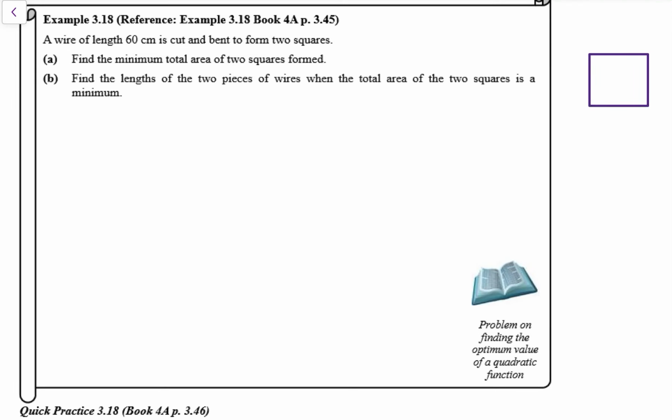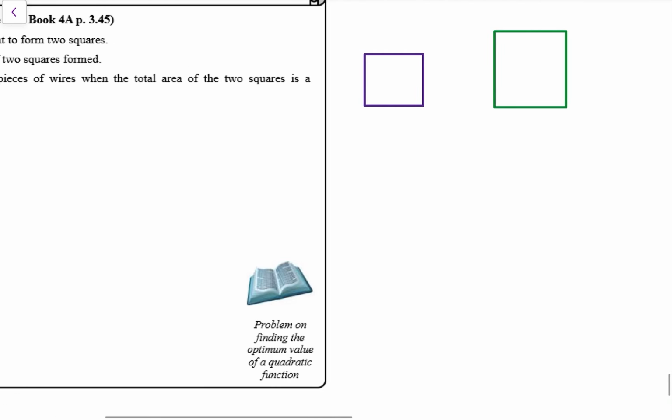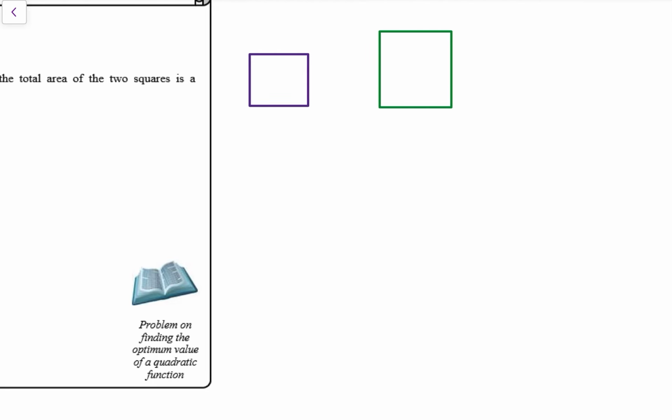Example 3.18. A wire of length 60 cm is cut and bent to form two squares. So let's look at these two squares. The total perimeters of these two squares are 60 cm. So I'm going to let this be x cm. One of the squares is x cm.